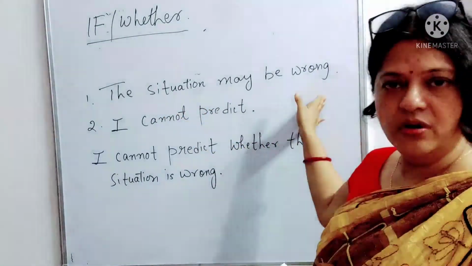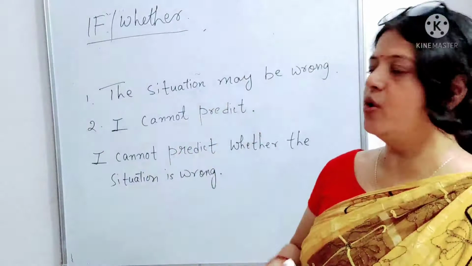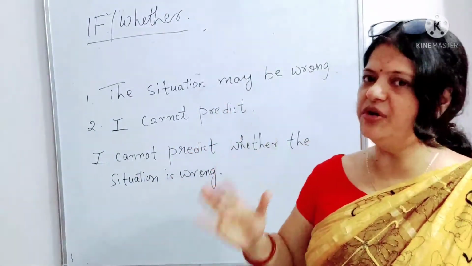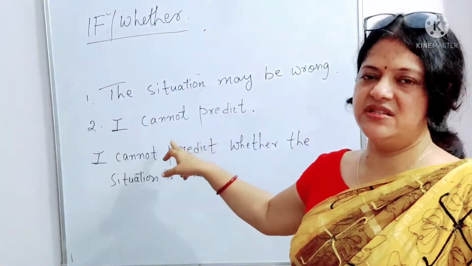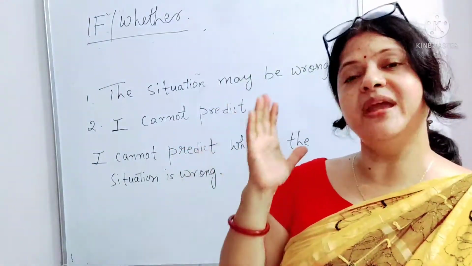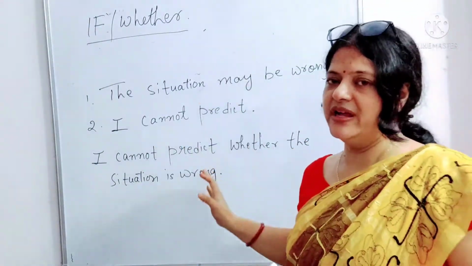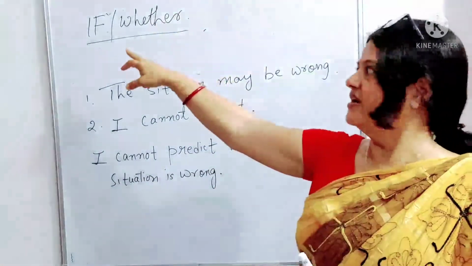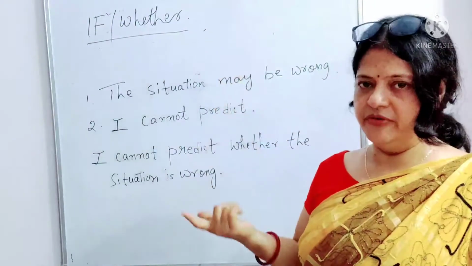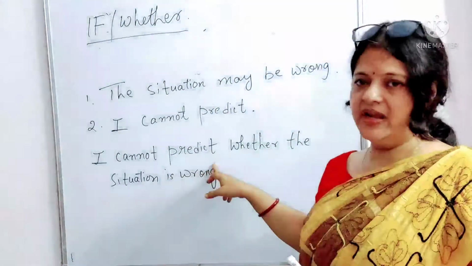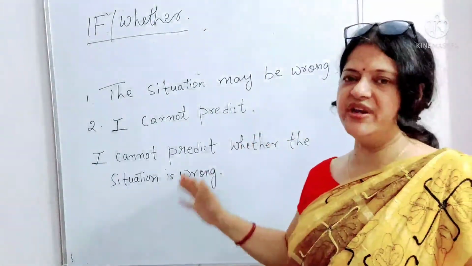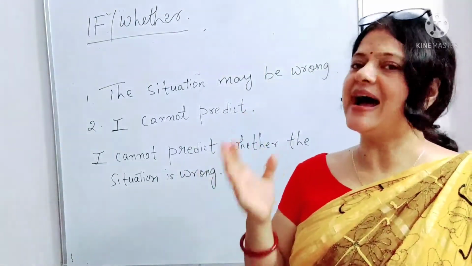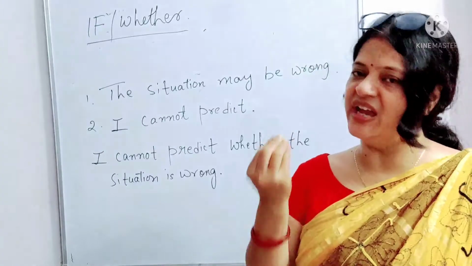The situation may be wrong or the situation might be wrong, I cannot predict. So these are the two sentences. What we'll do is make this second sentence, I cannot predict, the principal clause, and then add if or whether. So I cannot predict whether the situation is wrong. The other sentence can be added as usual without making any changes.